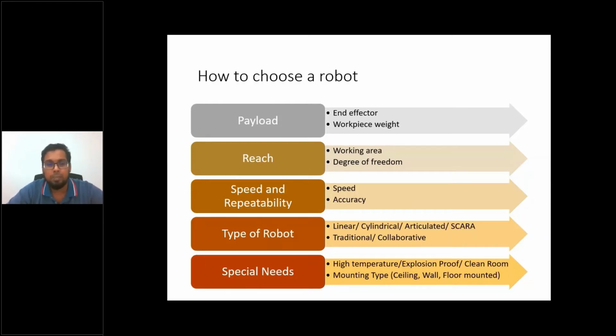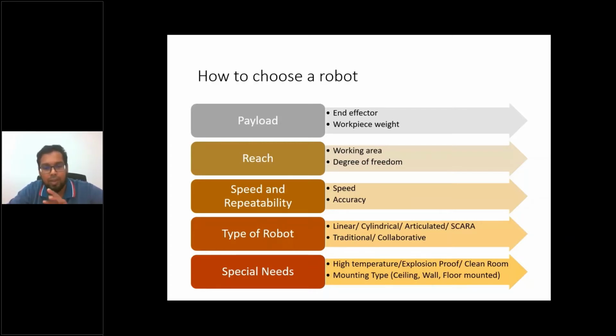Next is the speed and repeatability. In most cases, we really need a high accuracy robot for, say, pick and place or inserting, so you need to go for high accuracy. And in some cases you need high speed, like in the packaging industry and food industry, you need a really high speed robot. And then, after you finalize all this, you have to look into what type of robot is suitable for your application. So whether it's linear, cylindrical, or articulated, from this classification of robots, or whether you need a traditional or collaborative type, working with humans or just working separately. So you can choose from that.